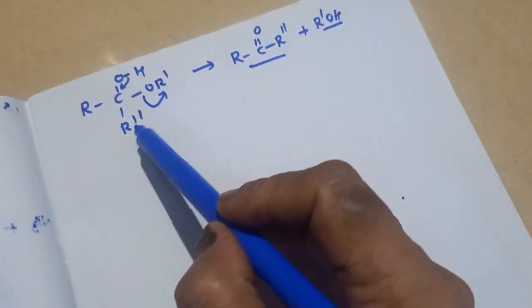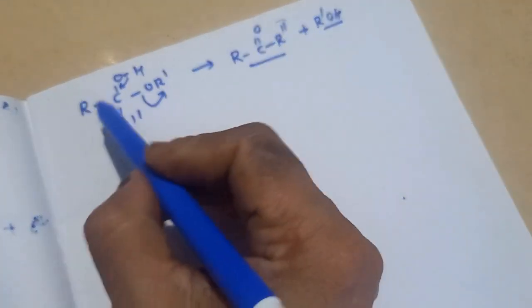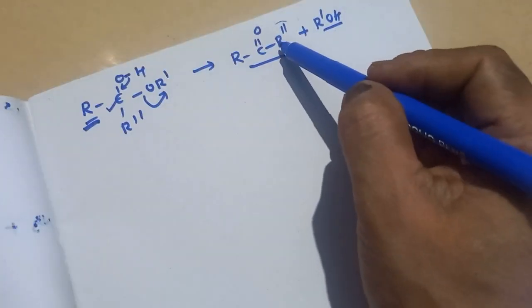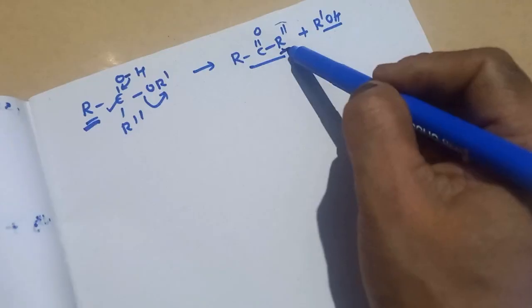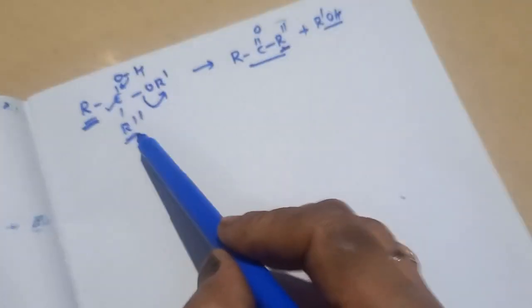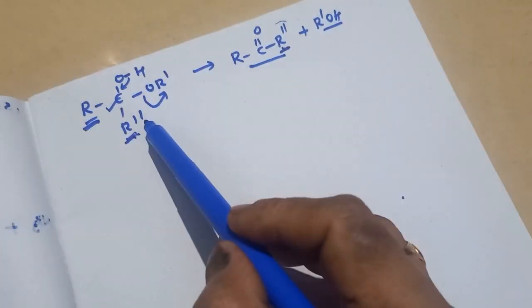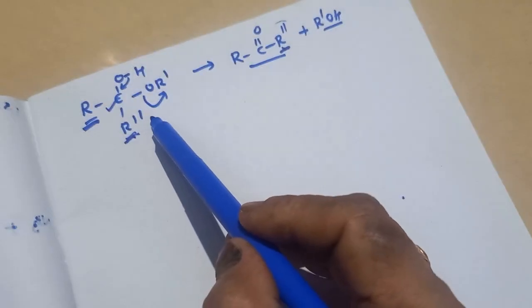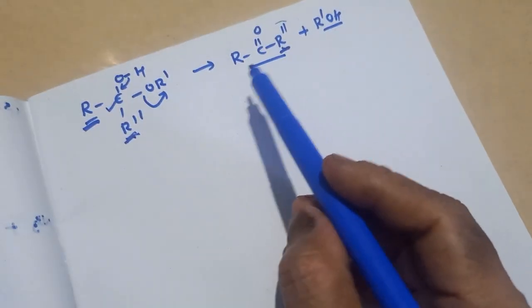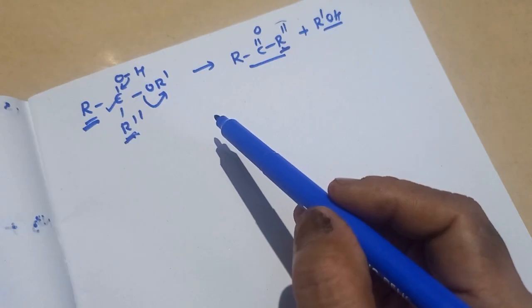Remember this: one group is the alkyl group of the carbon, and the other, R double prime group, is supplied by the Grignard reagent. Here, students, we observe that one R double prime is the group supplied by the Grignard reagent, right students? So we get two products. That means whenever esters react with Grignard reagent, we get ketones as well as alcohols.